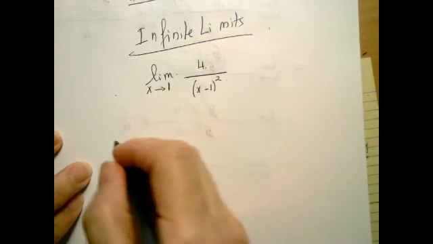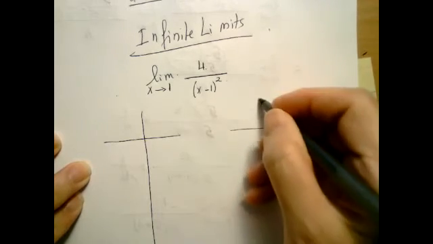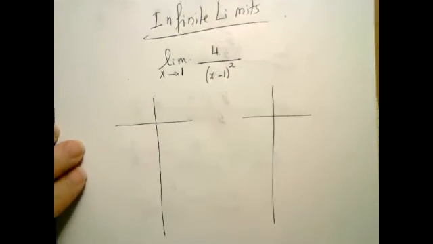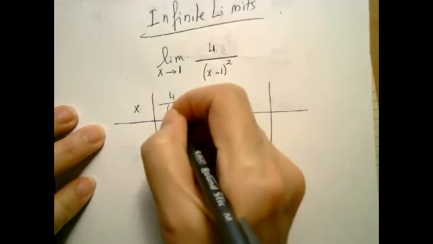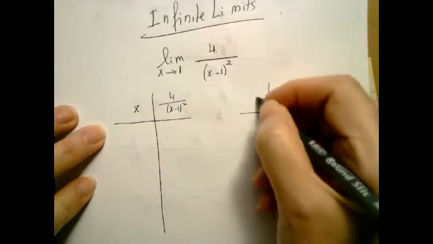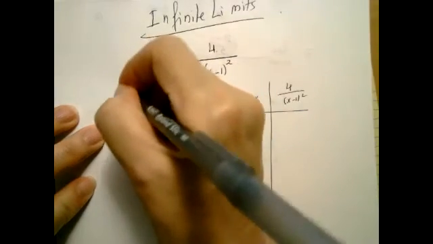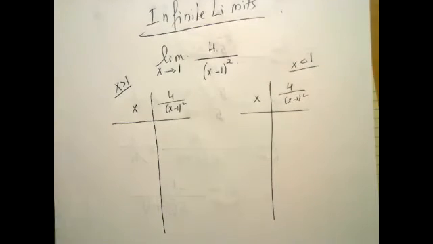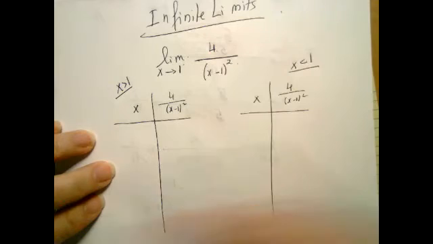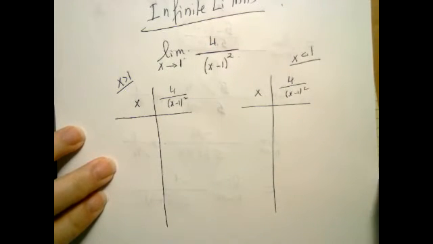Yesterday we looked at this very briefly and decided what will happen. Let me do it one more time and see it. I'm going to take x, and this is 4 over (x minus 1) squared. Remember, we have to take values larger than 1 and smaller than 1. Whenever there is a limit, unless they tell me plus or minus, I have to take the limit from both sides. So let us take values close to 1 and see what happens.